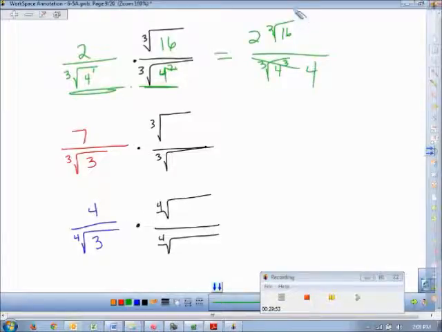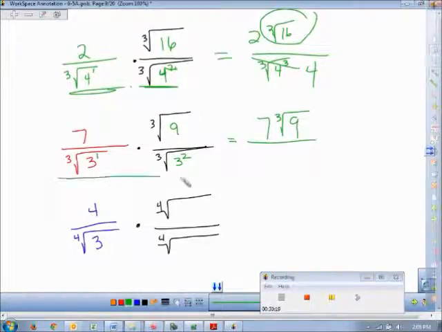And is it simplified? No, because the cube root of 16 can still simplify, but we'll just worry about that later. I'm trying to get you to understand a little bit of basics first. How about this? Cube root of 3, right? Isn't it 3 to the first? What would I need to multiply by right here to get it to turn into a perfect cube? 3 to the second, which is really what number? 9. And that becomes 7 cube roots of 9 over, what does this turn out to be? It'll turn out to be 3.